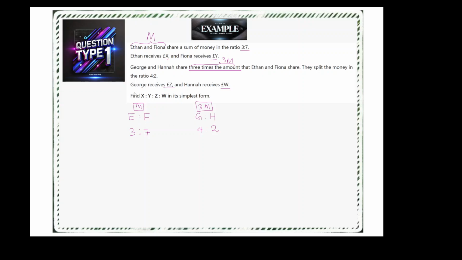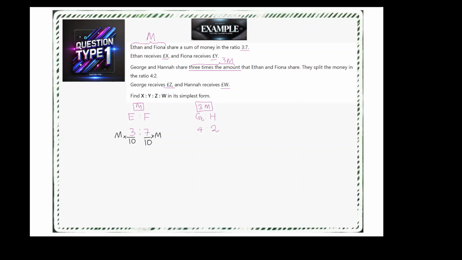Now, what we need to do here, first let's get this as a fraction. Ethan gets 3 parts of money out of the total number of parts, which is 3 and 7, so 10. So I can tell that Ethan gets 3/10 of the money and Fiona gets 7/10 of the money. But it's M, so Ethan gets M times 3/10 and Fiona gets 7/10 times M.